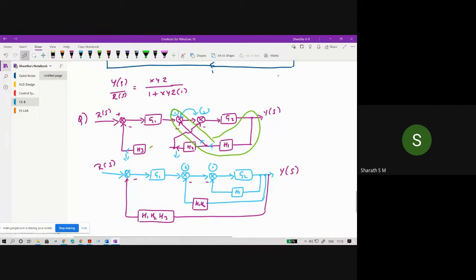And the next step is, this H1 is acting as a feedback, so write down the equation for this. And for that, H1 H2 is acting as a feedback, write down the equation and then make a product and then write down the equation. Solve it.